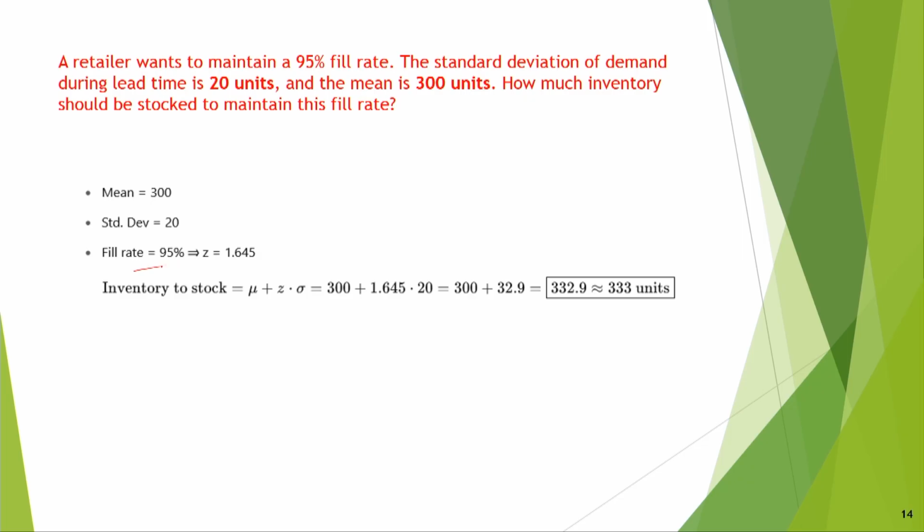Although it is somewhat approximate, I will tell you the difference between fill rate and stock out. It is something like stock out only, but there is a subtle difference. Suppose the mean is 300, the standard deviation is 20, and a fill rate of 95% corresponds to Z equal to 1.645. Then the inventory to stock will be mu plus Z into sigma, that means 300 plus 1.645 into 20, therefore 300 plus 32.9, which becomes 332.9, that is 333 units. So, this much should be stocked.